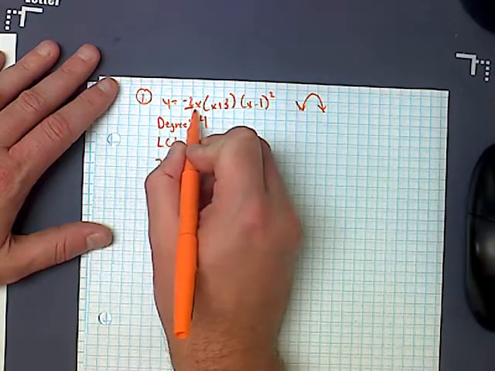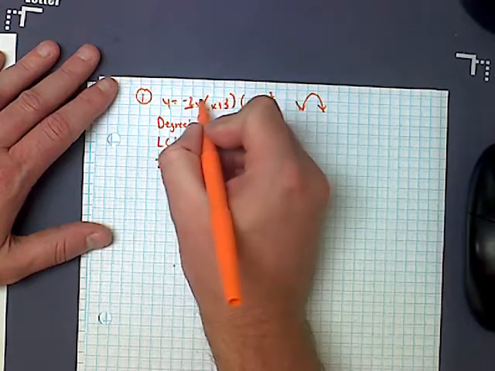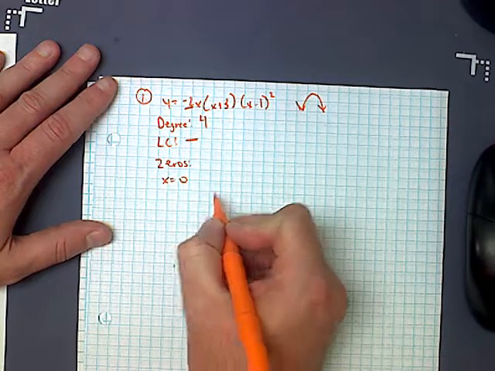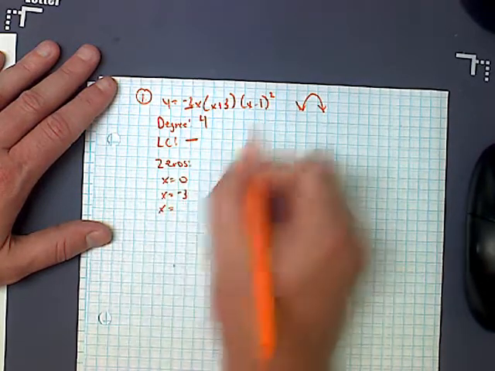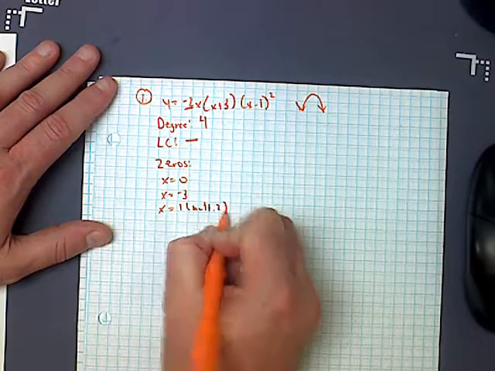I set that equal to 0. Negative 2x equals 0, x equals 0. There's not an exponent with it besides 1, so you do not have to put a multiplicity. This will be x equals negative 3, and then x equals 1 with a multiplicity of 2.